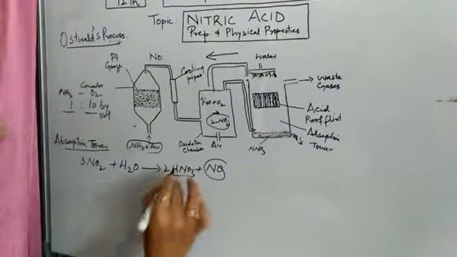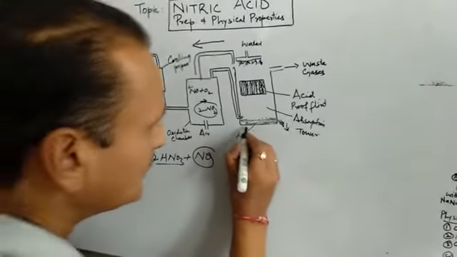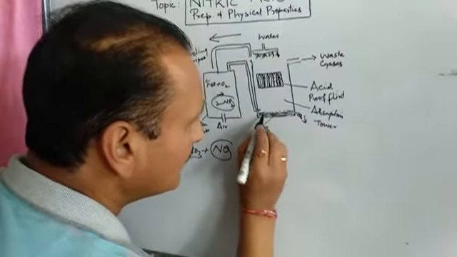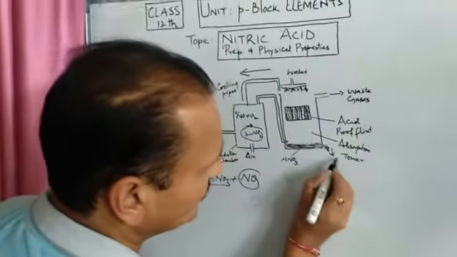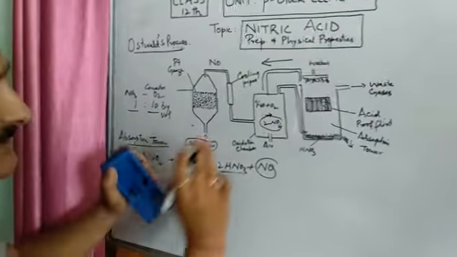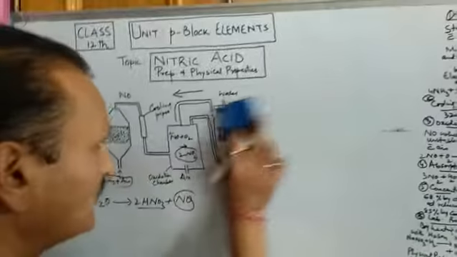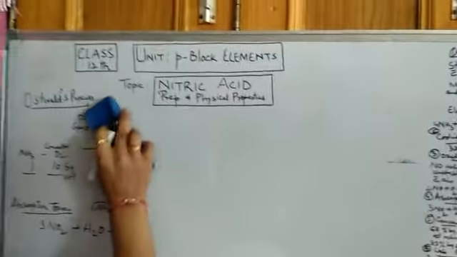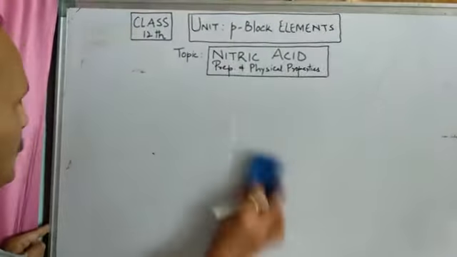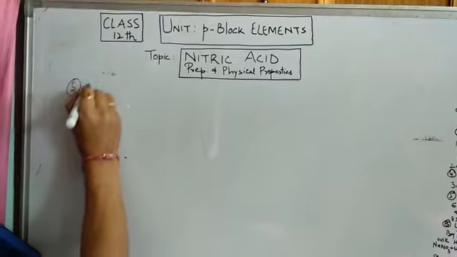So as a result we have got nitric acid, and that nitric acid can be obtained from the bottom of this absorption tower through this tap. So we have got nitric acid, but this nitric acid that we have obtained through Ostwald's process is dilute. So we need to concentrate it. So the next step is concentration of nitric acid.